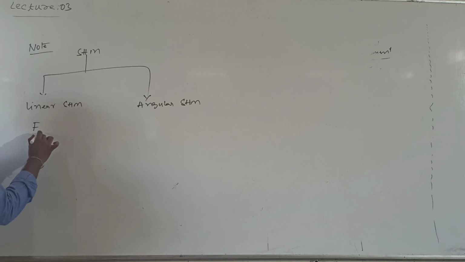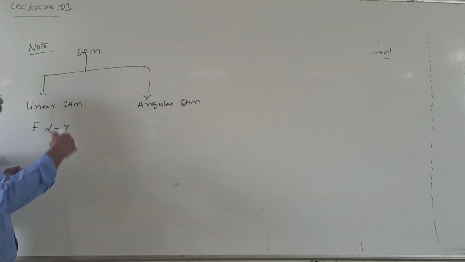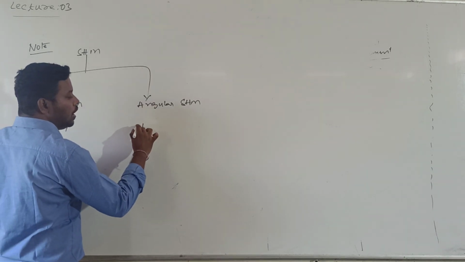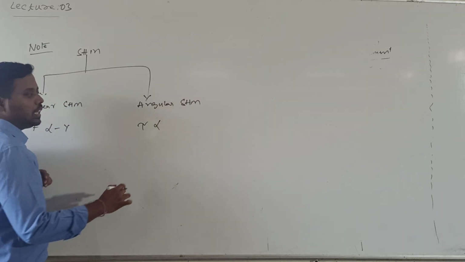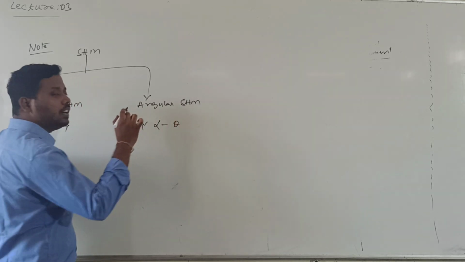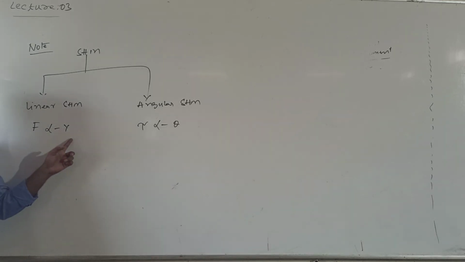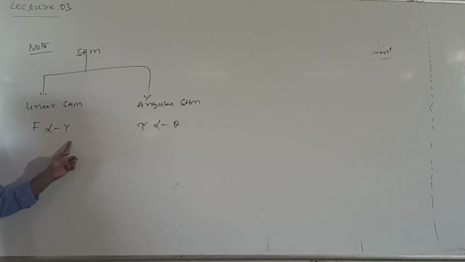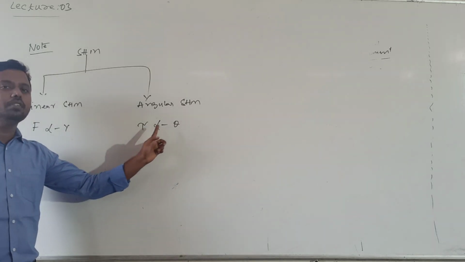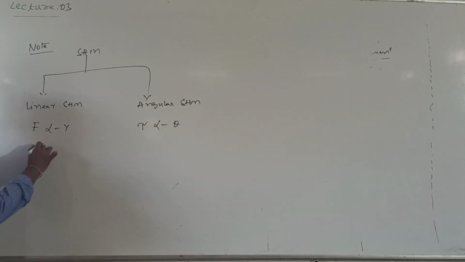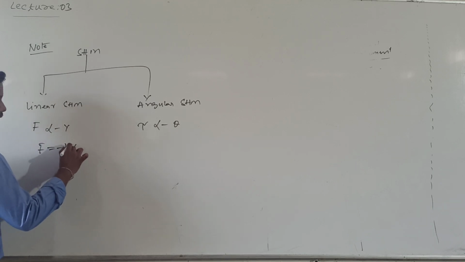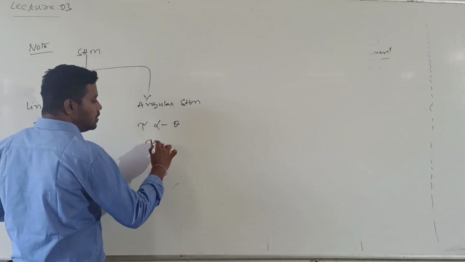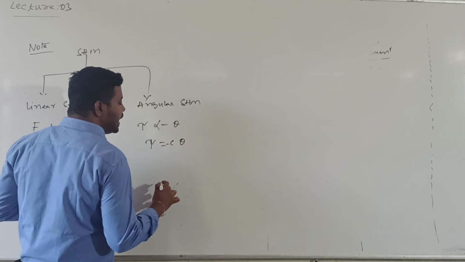In linear SHM, the restoring force is directly proportional to displacement. Whereas in angular, in rotational motion, the role of force is played by torque. So torque is directly proportional to angular displacement theta. Here linear displacement is y, there angular displacement is theta. The minus sign indicates that the restoring force is always opposite to displacement, and torque is always opposite to theta. So F is equal to minus k into y, where tau is equal to minus c into theta.